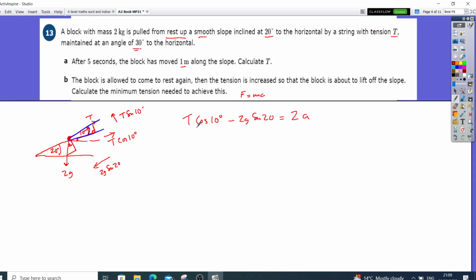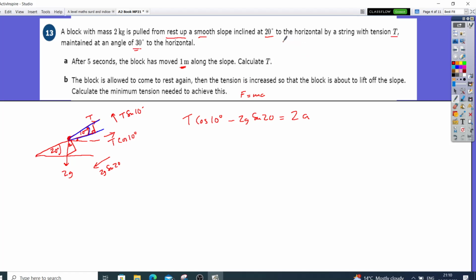Now before I rearrange this, we need to find acceleration, and we need to find the tension. So there's two unknowns here. When there's two unknowns, we've been given some other clues. We've been told it's released from rest. Yep, so we know we can start using SUVAT here.